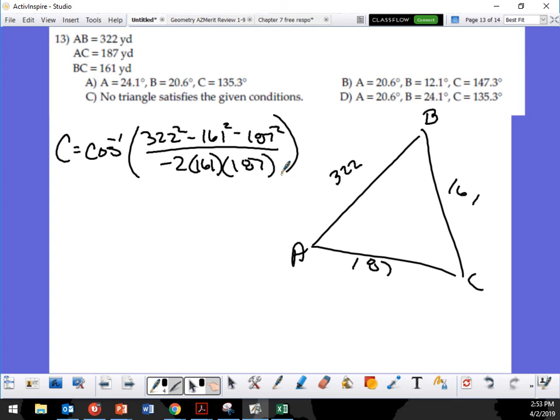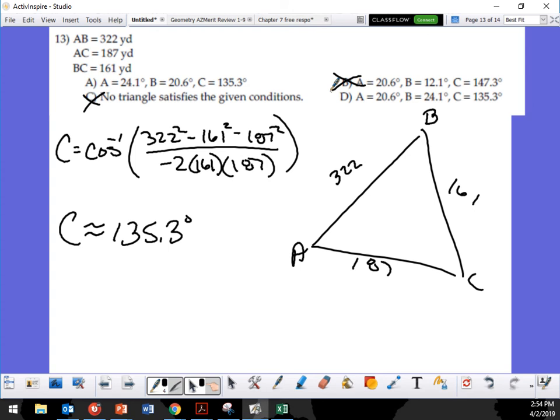Anyway, what do we get for big C? No calculation? Wait, hold on. 135.3. So big C, so it has to be A or D? A or D. Doesn't matter yet. So it's A or D. So I know it's not this one. I know it's not that one.